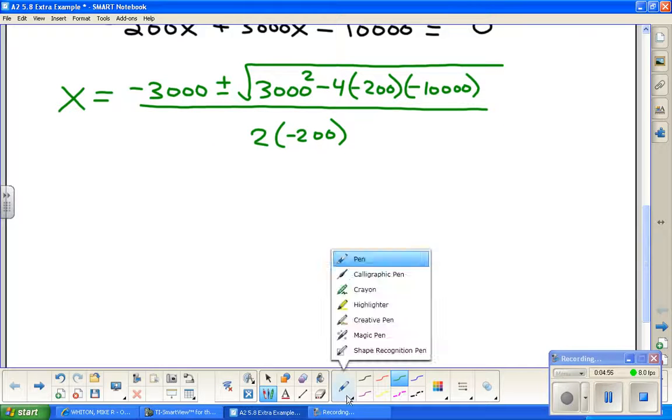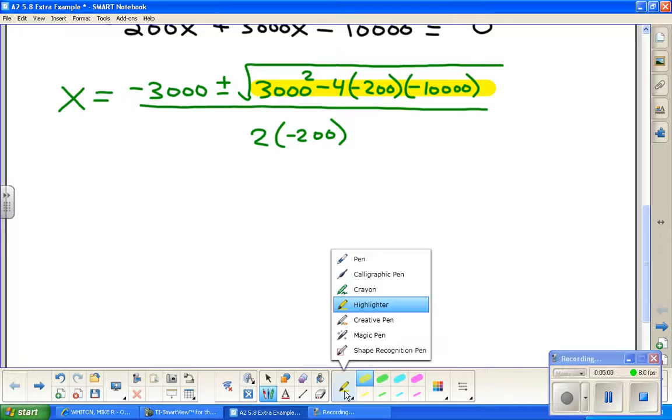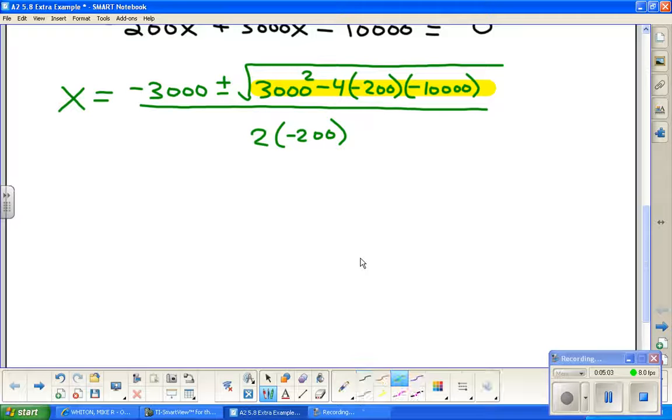Again, I always encourage you to do the discriminant first. Just find out what this number is, because there's no use in trying to do the whole problem. If that number turns out to be negative, we know we're not going to get a real answer. So the guy would never make 100,000 profit. It wouldn't be possible. So let's see what it is. Okay, let's go to our calculator.